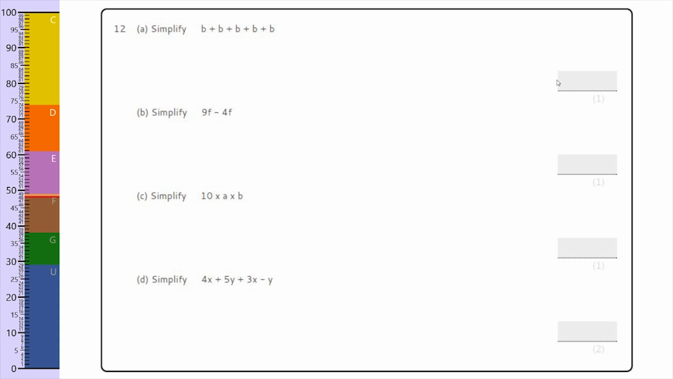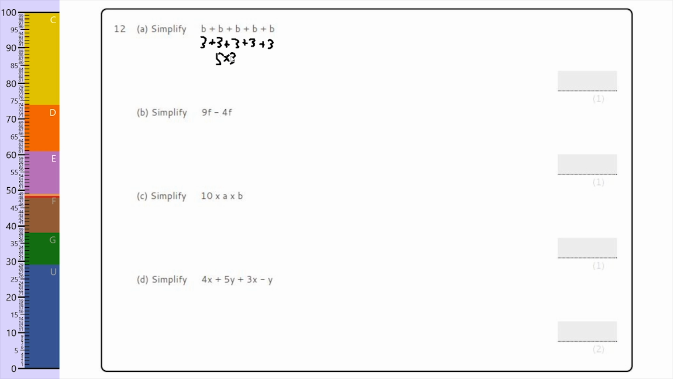Okay, so a simple question on collecting like terms, and you should be expecting a question similar to this. Now, we could write b plus b plus b plus b plus b. Similarly, we could write, say, 3 plus 3 plus 3 plus 3 plus 3. Now, we don't know what b is, but the same principles apply here. On your calculator, you wouldn't write 3 plus 3 plus 3 plus 3 plus 3. You would write 5 times 3.